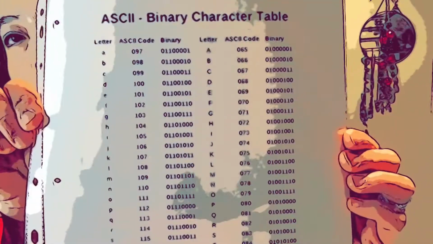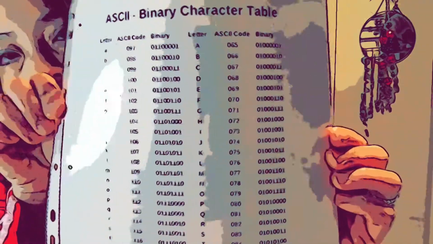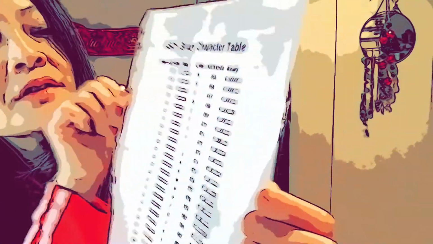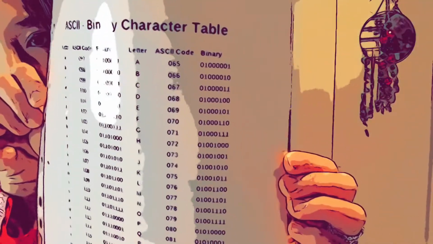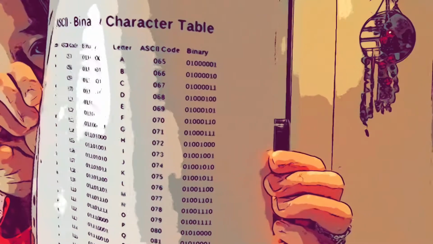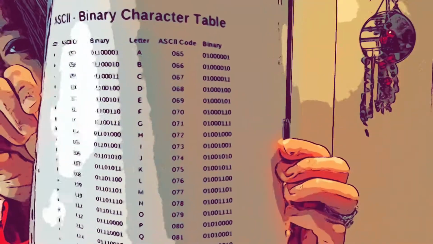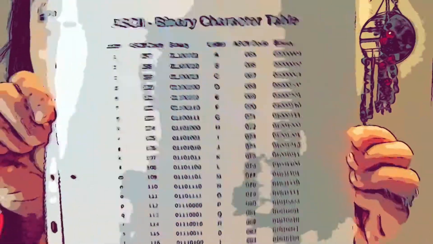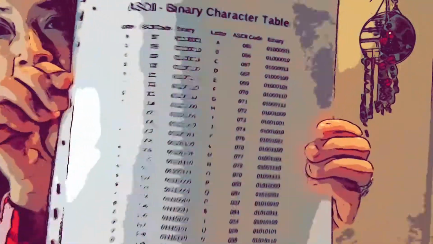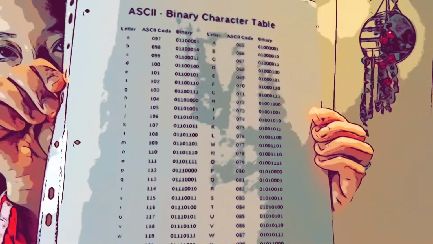So I know you can't really see, but the letter A is 065 in ASCII, okay? And in binary, it's, well, you can read it out loud yourself. It's kind of small, I can't see. Yep, okay? So that's the alphabet in binary.